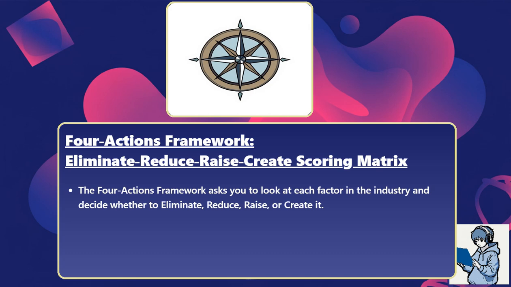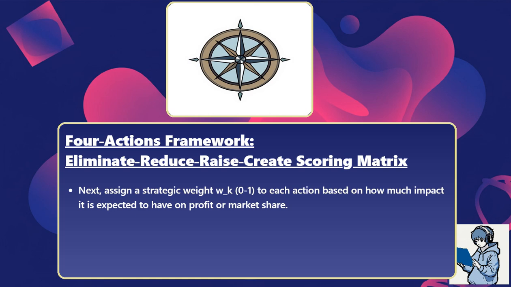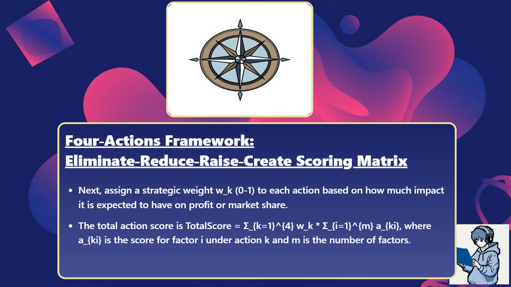The 4 actions framework asks you to look at each factor in the industry and decide whether to eliminate, reduce, raise, or create it. To turn the ideas into a decision tool, build a scoring matrix with 4 rows: eliminate, reduce, raise, create, and columns for each factor. Give each cell a score from 0 to 5. Next, assign a strategic weight W_k from 0 to 1 to each action, based on how much impact it is expected to have on profit or market share. The total action score equals the sum over k from 1 to 4 of W_k times the sum over i from 1 to m of a_ki, where a_ki is the score for factor i under action k and m is the number of factors.